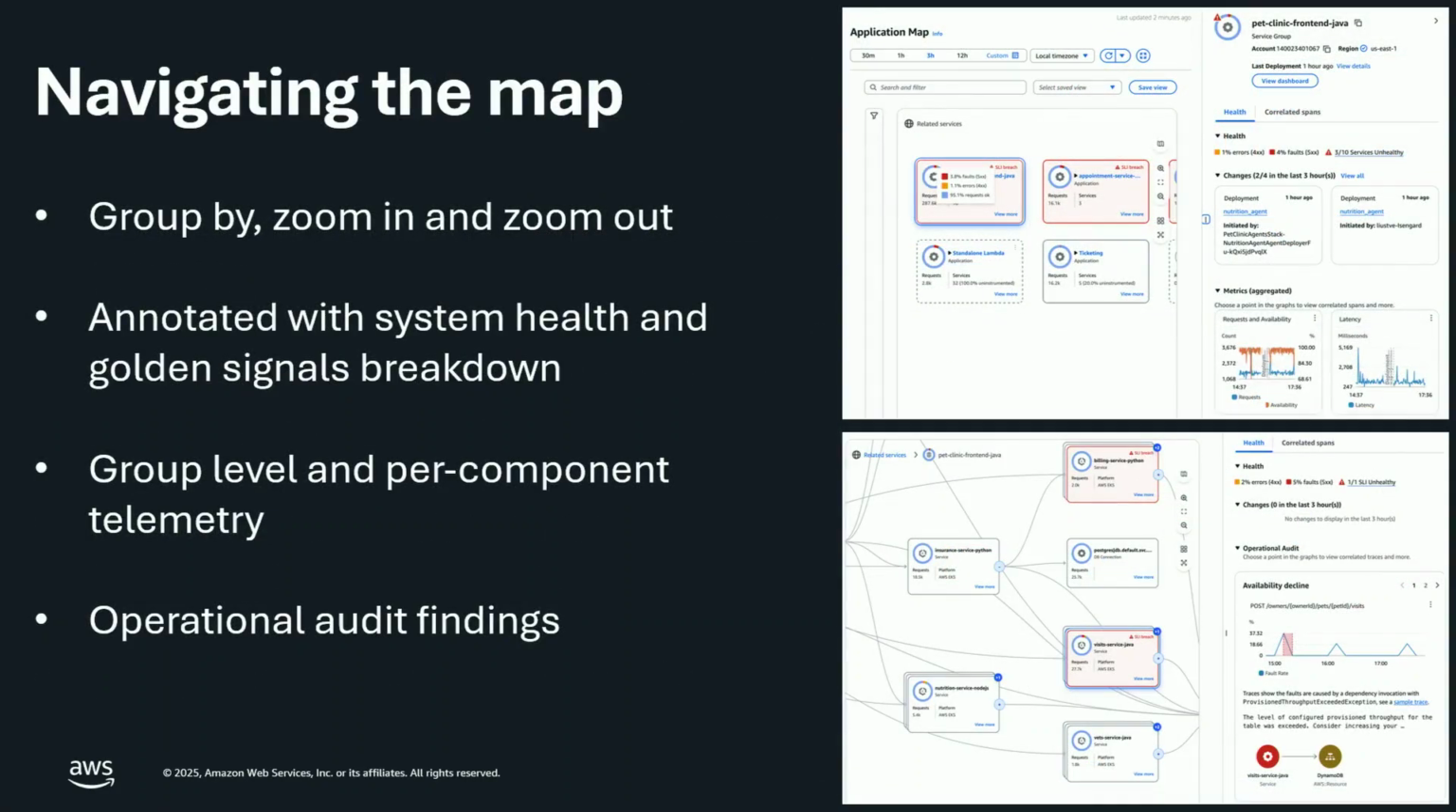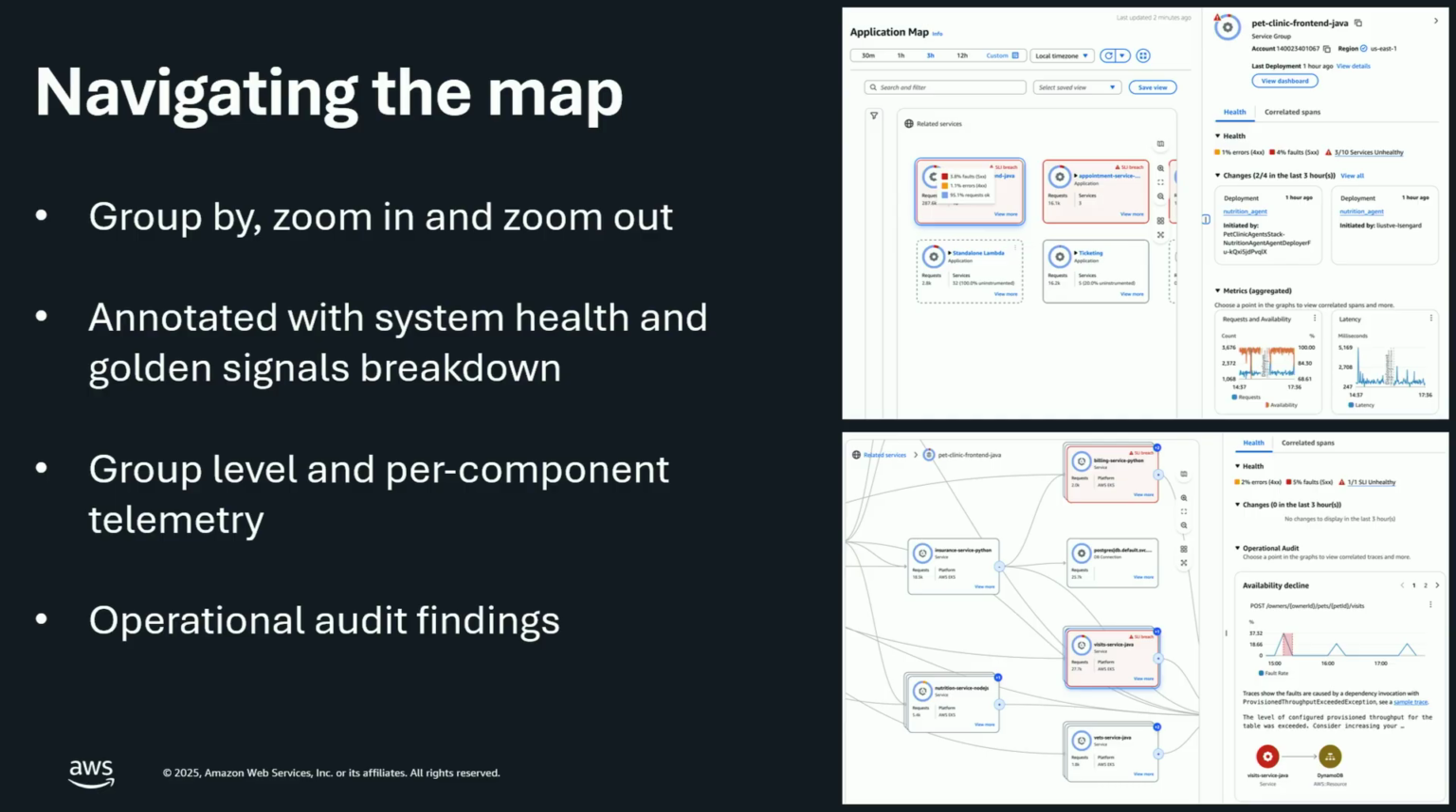So how do you navigate the map? As I said, we can group by the way you want. By default, the grouping is the related services, based on how you are sending the metrics. But you can group it your own way, and you can zoom in and zoom out because it's a map. Wherever you need attention, you can zoom in and zoom out.